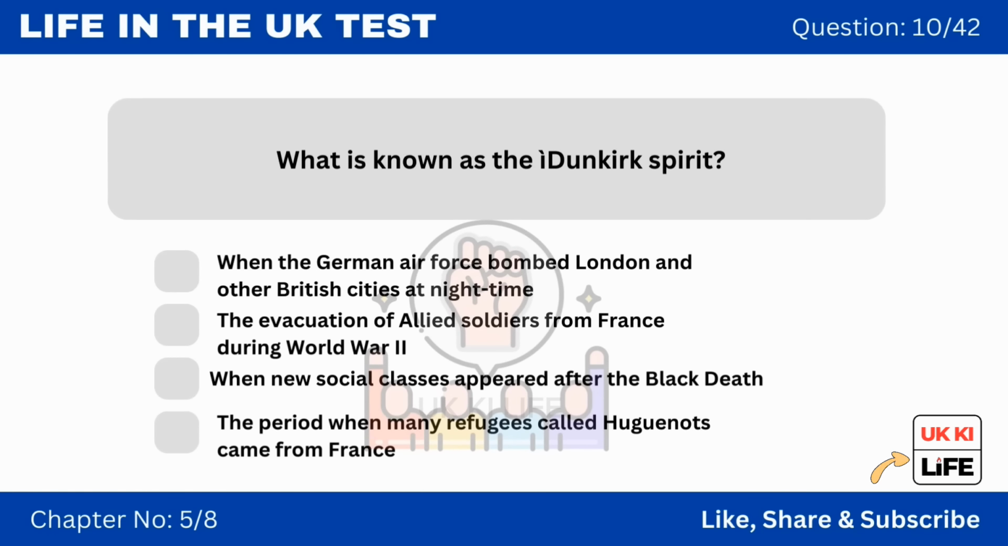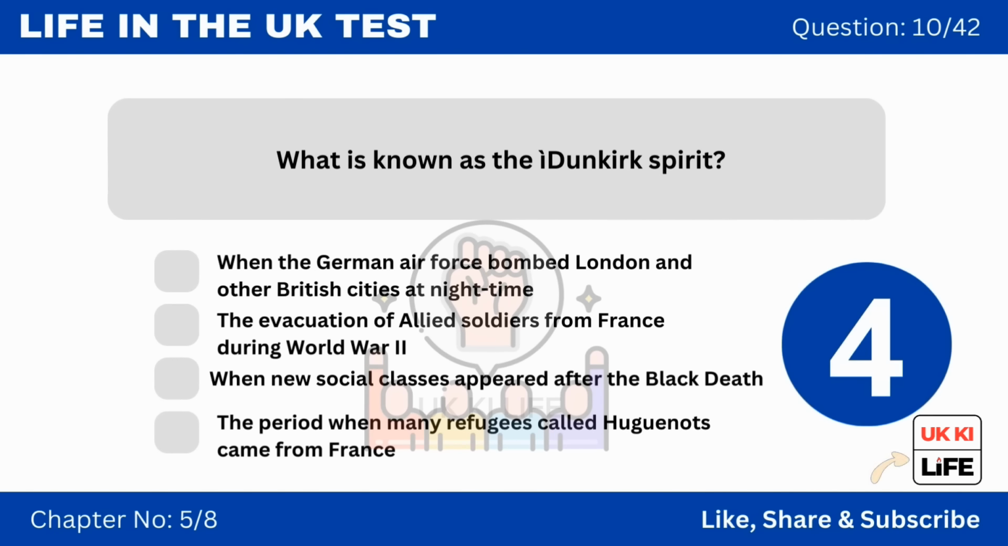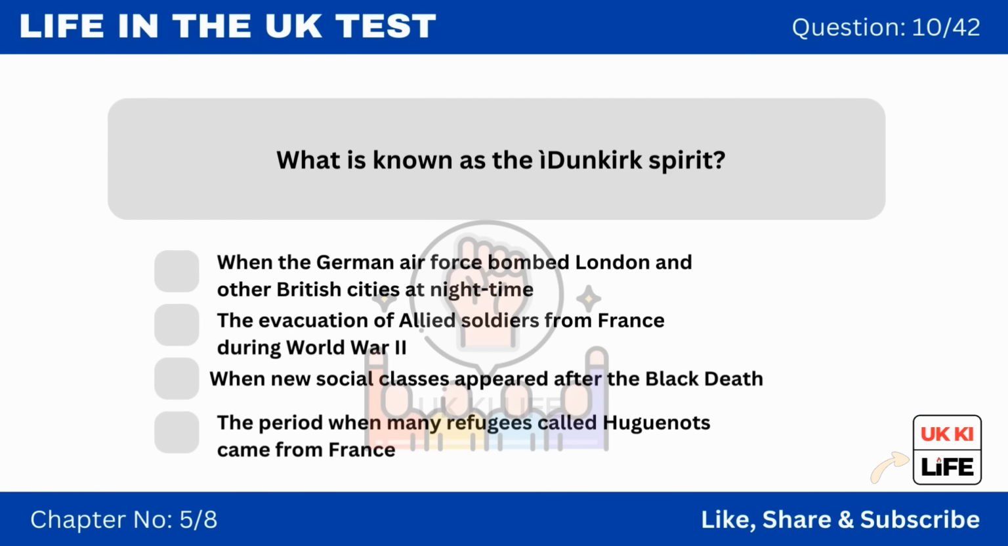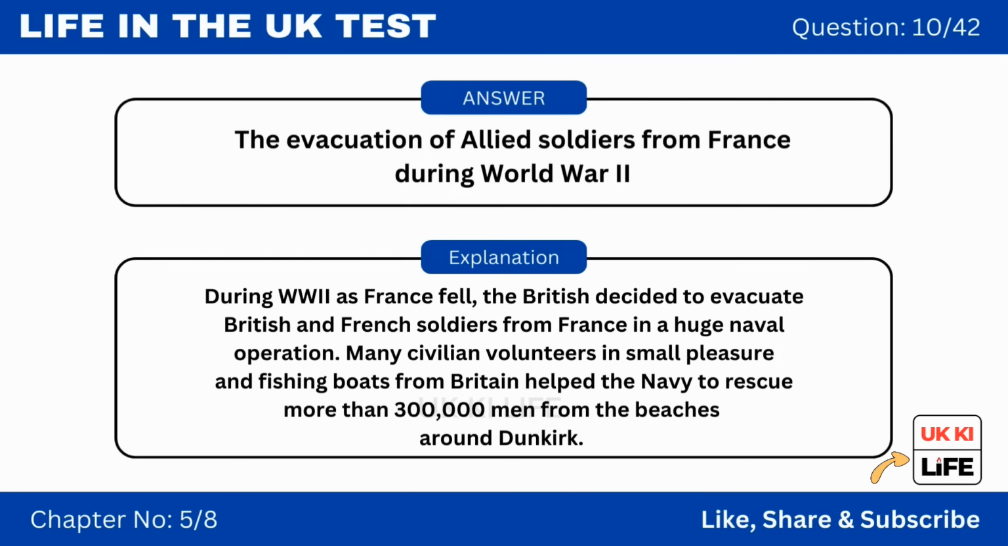When the German Air Force bombed London and other British cities at nighttime. The evacuation of Allied soldiers from France during World War II. When new social classes appeared after the Black Death. The period when many refugees called Huguenots came from France. The correct option is B.